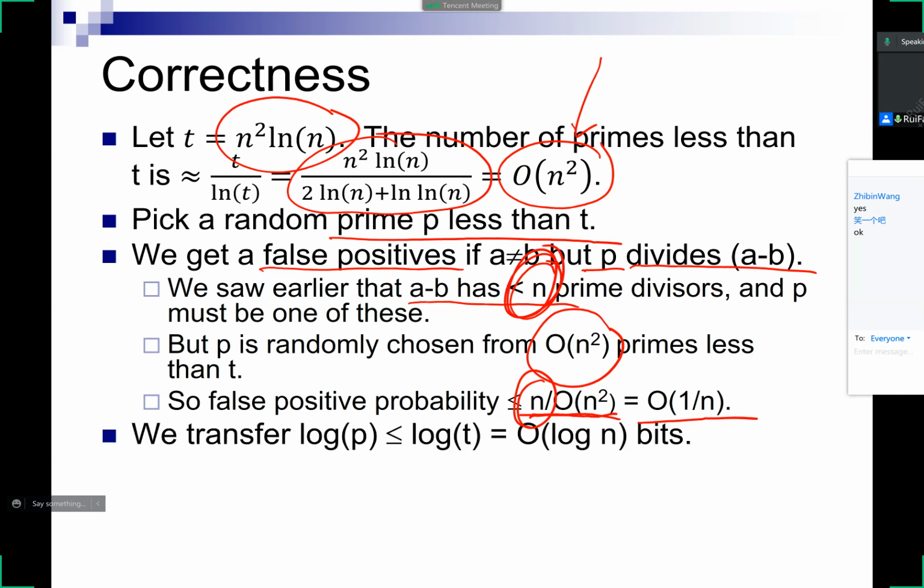All right. So we see that this algorithm does not have any false negatives. It's got a 1 over n false positive probability. And lastly, we need to look at how much data you need to transfer. We're going to transfer log p bits, and log p is at most equal to log t, because p is less than t. And t is basically n squared times log n, so if you take the log of t, you get order log n. This means that you transfer only order log n bits for this algorithm, as opposed to n bits.